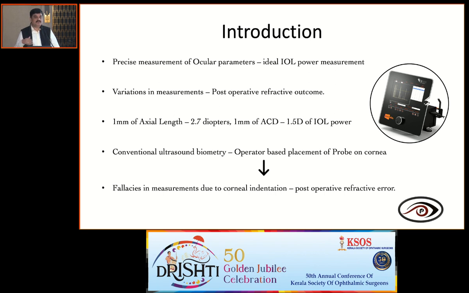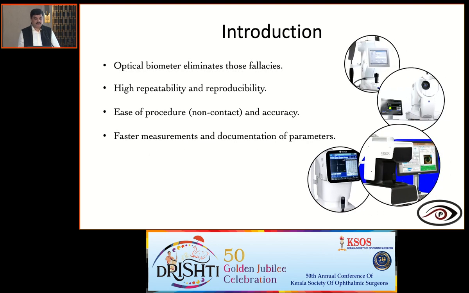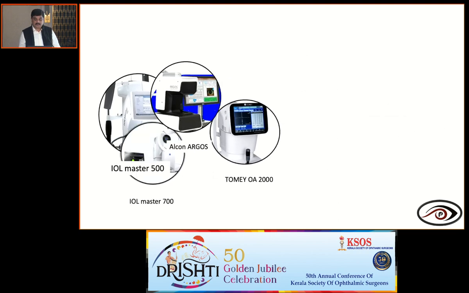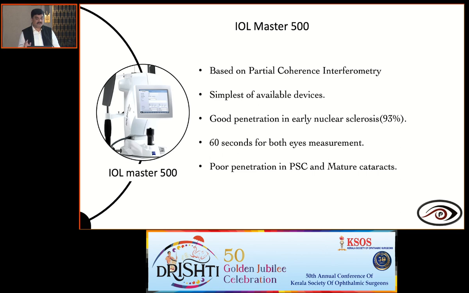If you see a lot of studies, most of the claims regarding biometric errors come from this. Now all this problem has been eliminated by the optical biometer because of its high repeatability and reproducibility. It is also very easy to do, and it gives a faster, accurate reading. These are the different biometers available in the market: IOLMaster 500, 700. Alcon has come up with something called Argos, and there is one more biometer, Tomey, which is quite popular in the market.